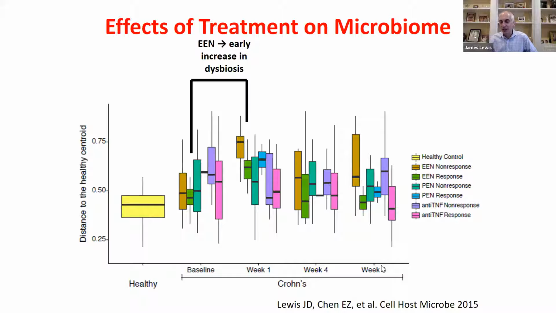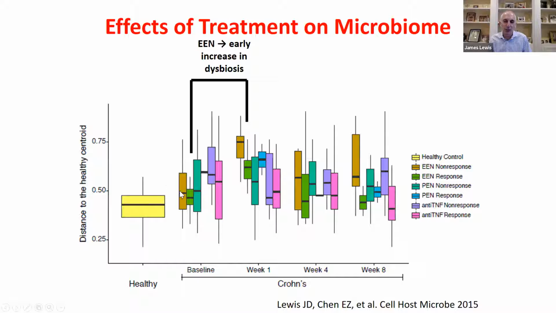We can also get some insights into whether the microbiome was the source of this through that same study. And here I'm showing you change in microbiome over time relative to the microbiome of a healthy child without Crohn's disease or ulcerative colitis. And this is just sort of the distribution around a centroid of the microbiome if you plotted it in a multidimensional space.